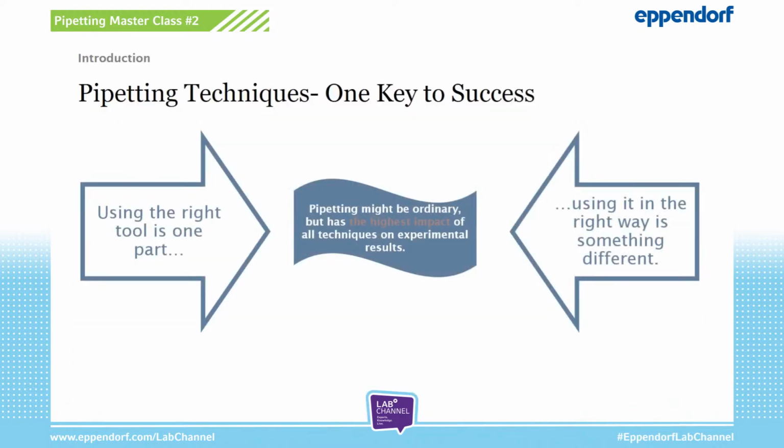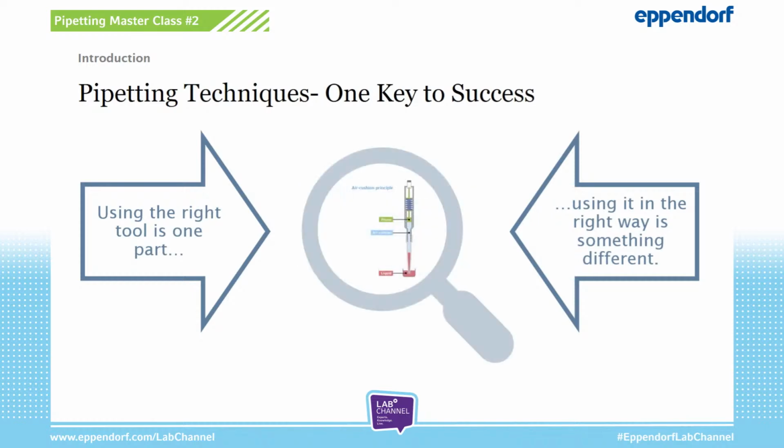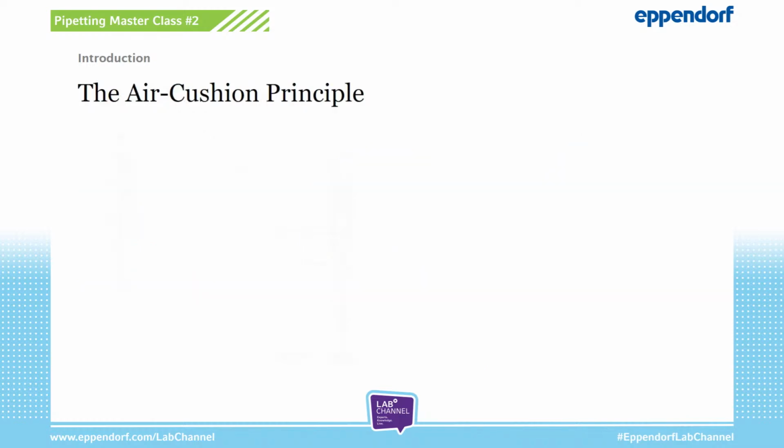So a good pipetting technique is key to achieve reproducible data. In fact, the way we pipette has the highest impact on experimental results when looking at the different techniques. It is one thing to use the right tool, but it's another to use it correctly. And as mentioned already, this is most important when we use air cushion pipettes for our experiments. Therefore, let's take another brief look at this operating principle.